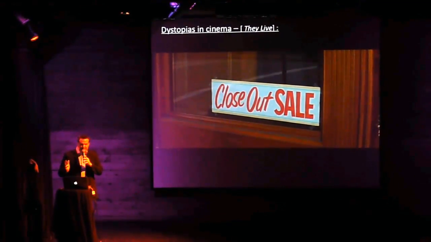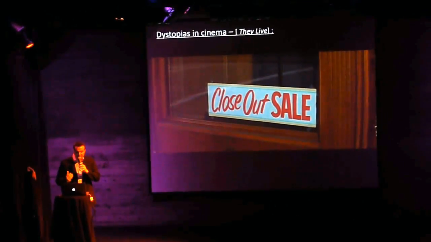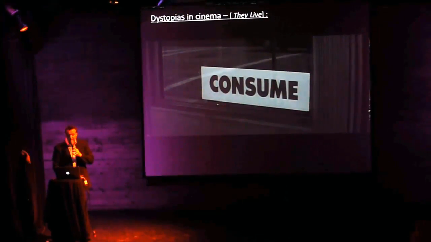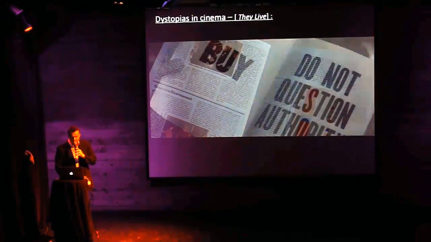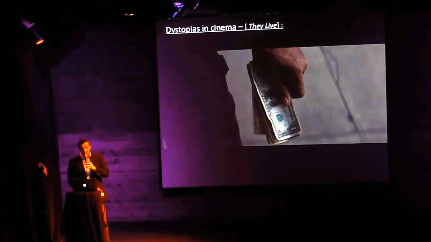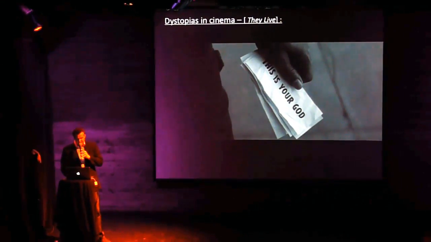Now, upon using the glasses, Rowdy Piper realizes the alien invaders have taken control of all media to force compliance. They tell you what to buy and consume. They tell you what to read and what to think and do. Do not question authority, exactly. They correctly identify what's important to all of us with painful accuracy.